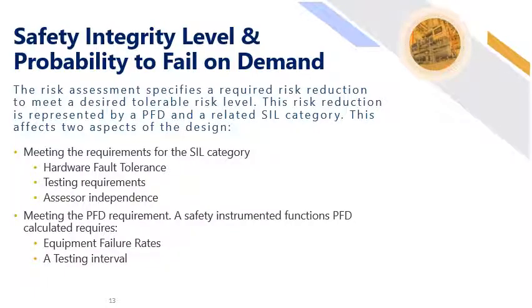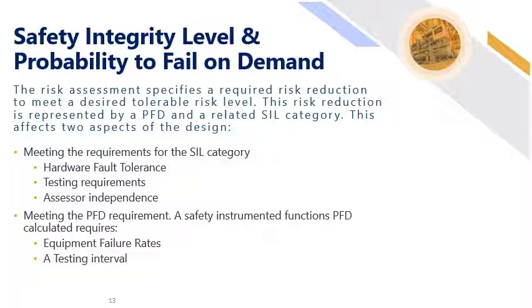So a safety instrumented function has two main factors associated with it: the safety integrity level and probability to fail on demand, which are related. The risk assessment has specified that we need to fill a particular risk gap to meet the tolerable risk level, and this risk reduction is represented by the probability to fail on demand. And depending on what category level of failure on demand that we get, we fit into different SIL categories.